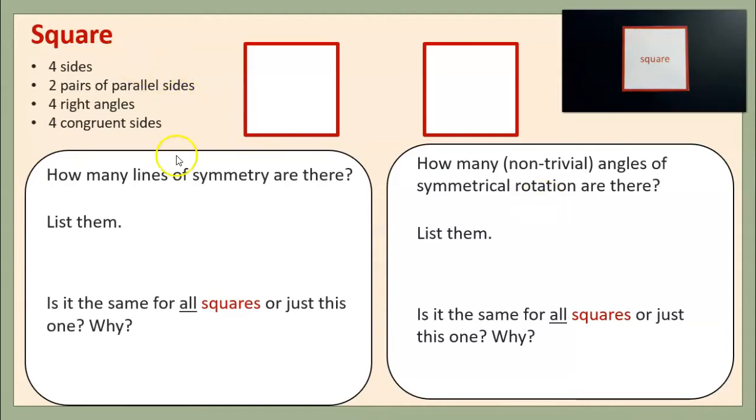So here are all the features of a square. It's 4 sides, so it's a quadrilateral. 2 pairs of parallel sides means it's a parallelogram. 4 right angles makes it a rectangle, and 4 congruent sides makes it a rhombus, and a rectangle and a rhombus combined make a square. So how many lines of symmetry are there? How do we figure out lines of symmetry?